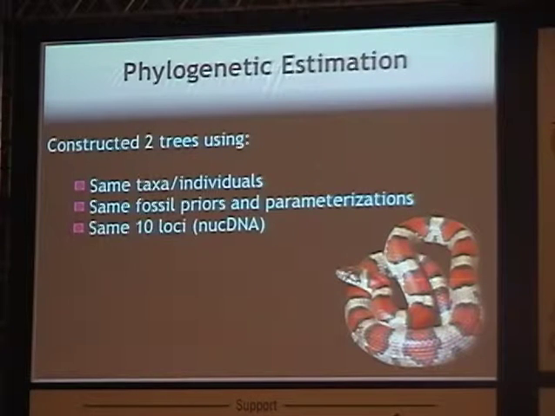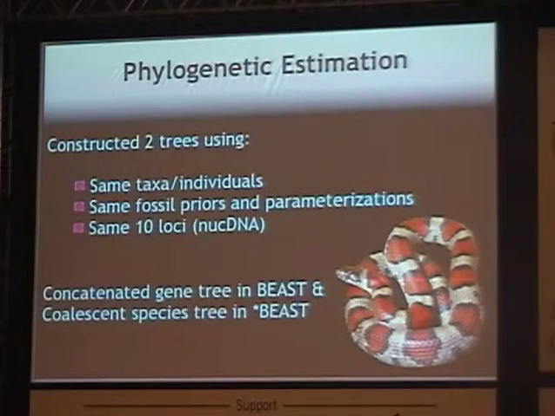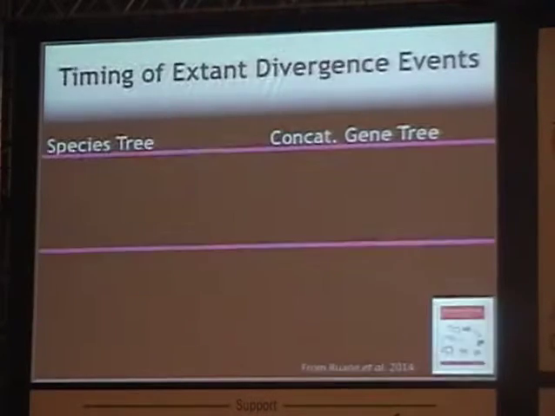So this was based on 10 nuclear loci. The mitochondrial loci in this group show some signs of introgression, so that violates the assumptions if you're going to use a program like StarBEAST. So those were removed from this particular analysis. And I did 2 things. I made a concatenated tree in BEAST, and then I made a species tree in StarBEAST using all these particular taxa, priors, and loci. And again, all for the same individuals.